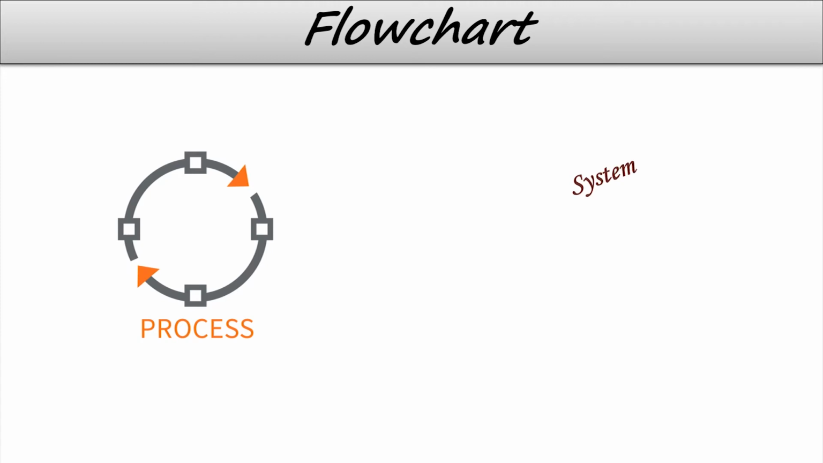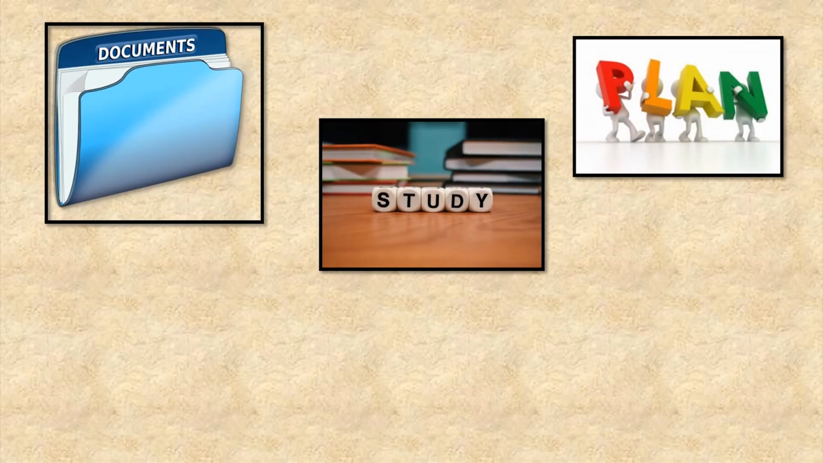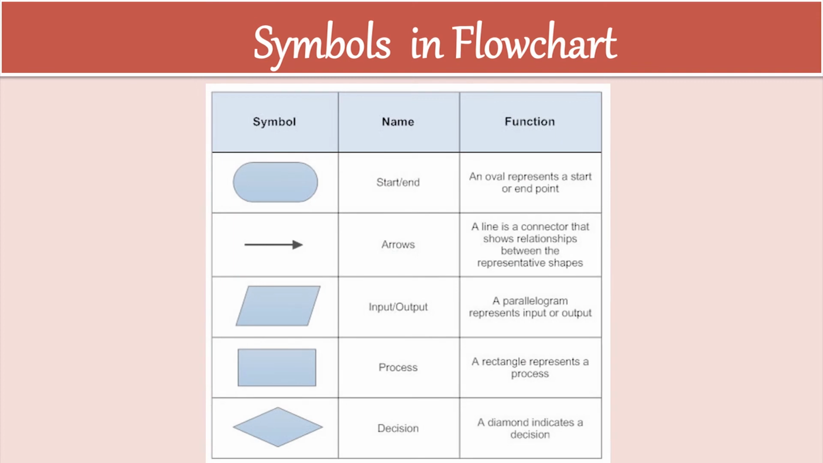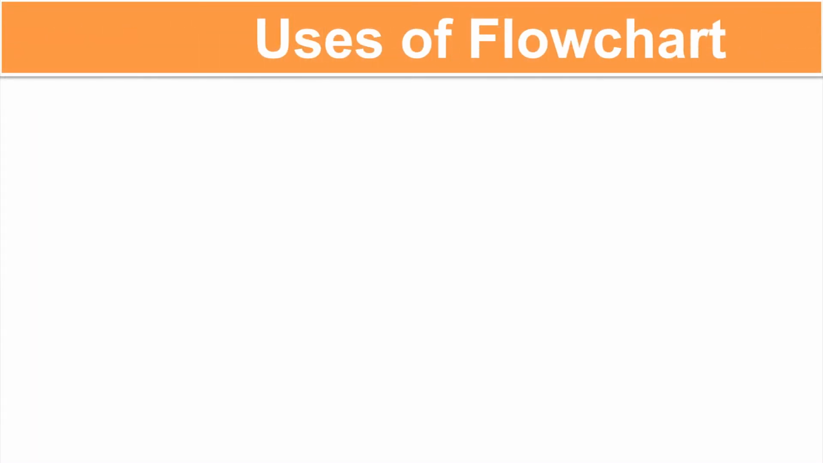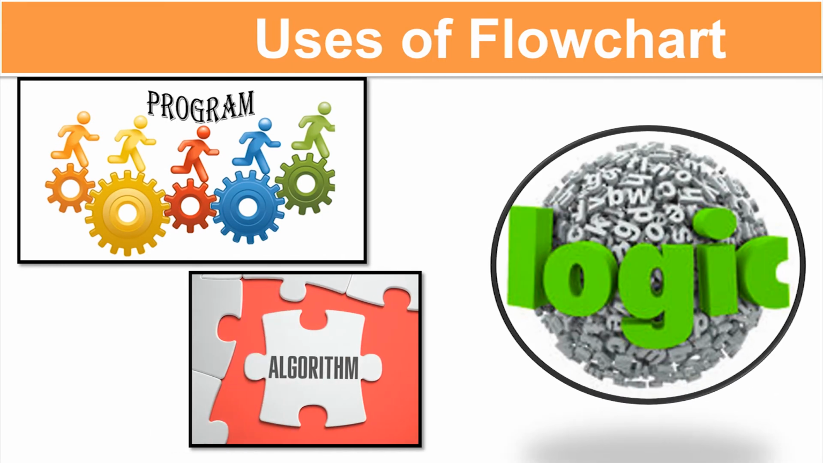Flowchart. This is a pictorial diagram that depicts a process, system, or computer algorithm. Flowcharts are widely used in multiple fields to document, study, plan, improve, and communicate complex processes in an easy-to-understand diagram. Various symbols are used in flowcharts. Flowcharts have start, arrows, input, output, process, and decision. Uses of flowcharts are for writing a program or algorithm to explain the logic behind a program, and they provide a guideline when it comes to time to code.